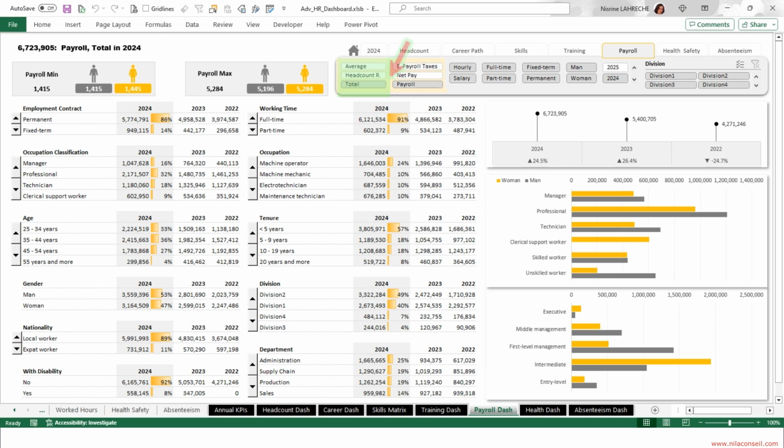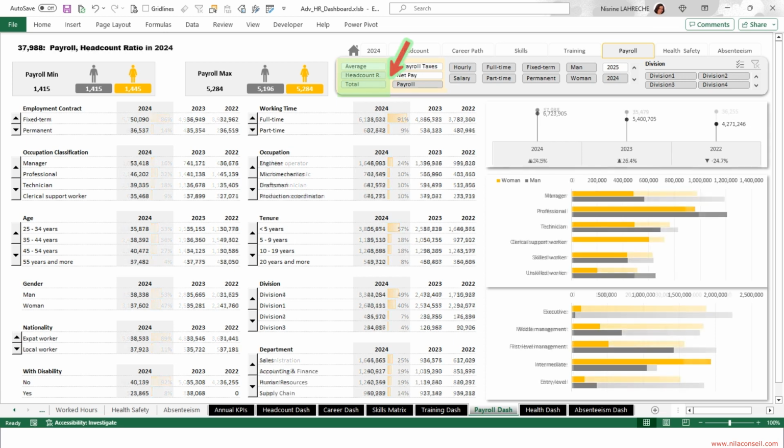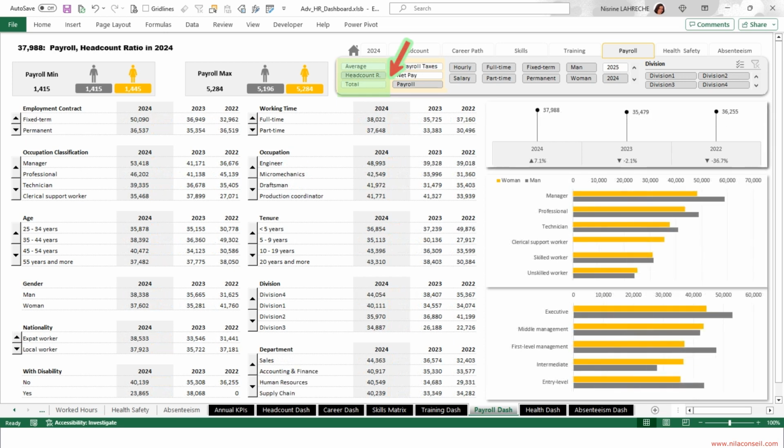By selecting the analysis of the payroll headcount ratio, it is possible to see that the average annual cost of a full-time employee is $38,022. The cost has increased compared to last year. The average annual cost of an engineer is the highest. The average annual cost of an employee who has between 5 and 9 years of tenure is the lowest.